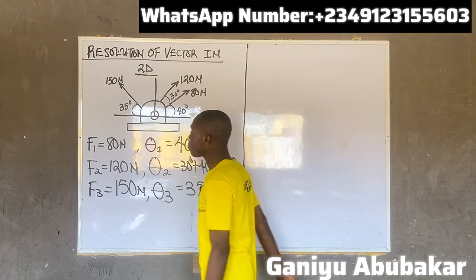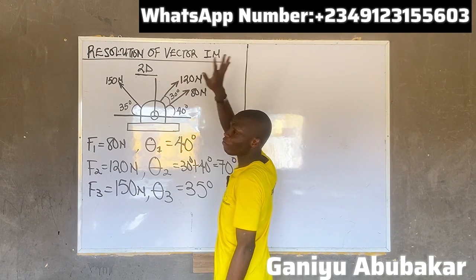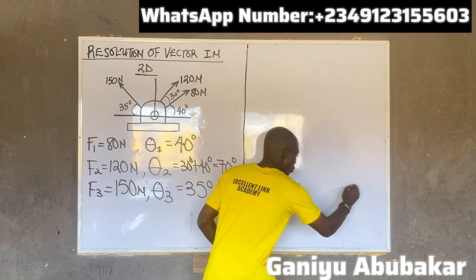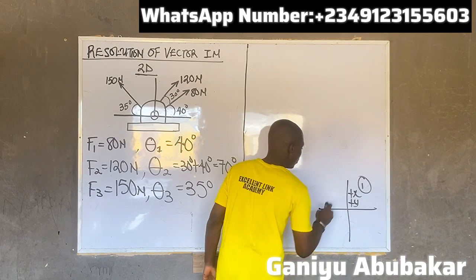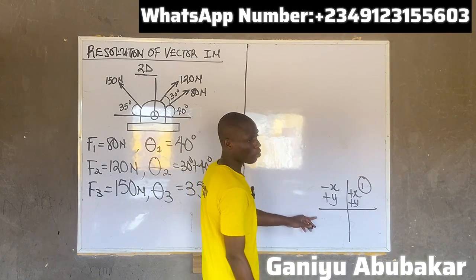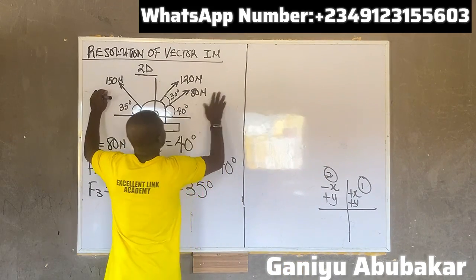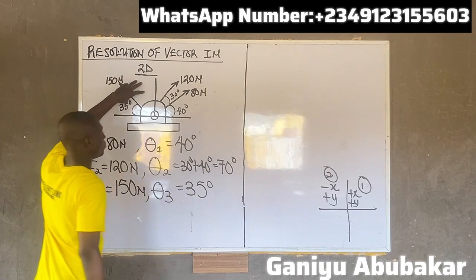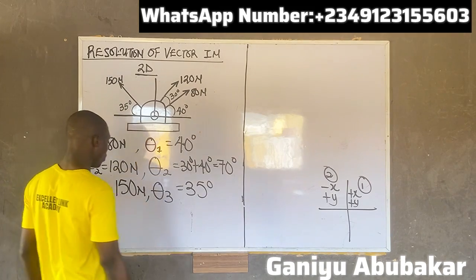At this point, observe that F1 and F2 are in the first quadrant, so both Fx and Fy will be positive. Going back to the concept: in the first quadrant we have positive x, positive y. In the second quadrant we have negative x and positive y. I have just the first and second quadrants for this question. So in the first quadrant, Fx and Fy are positive, while in the second quadrant, x will be negative and y will be positive.